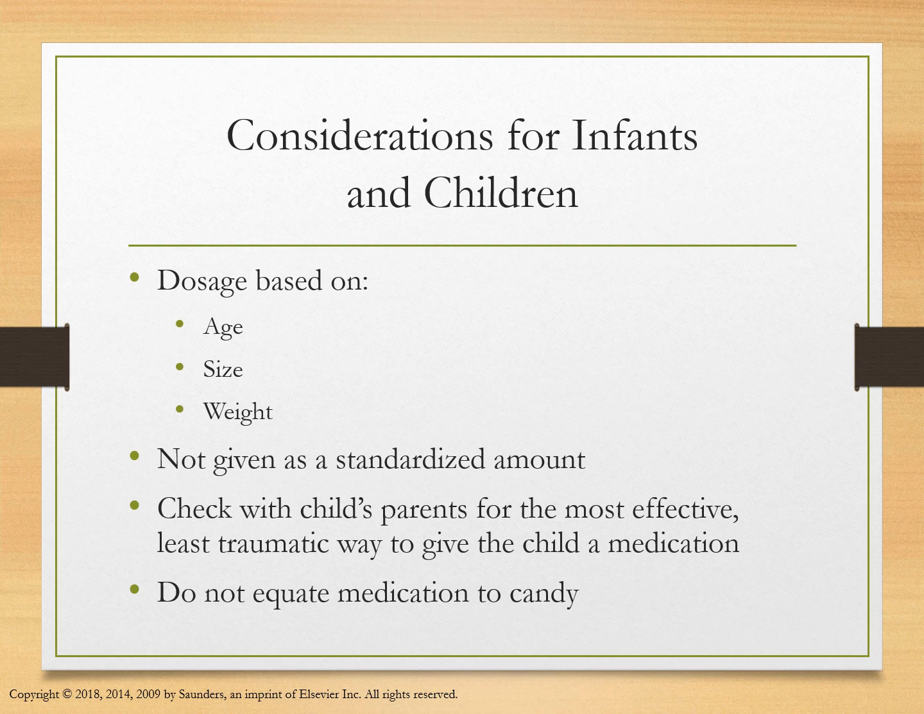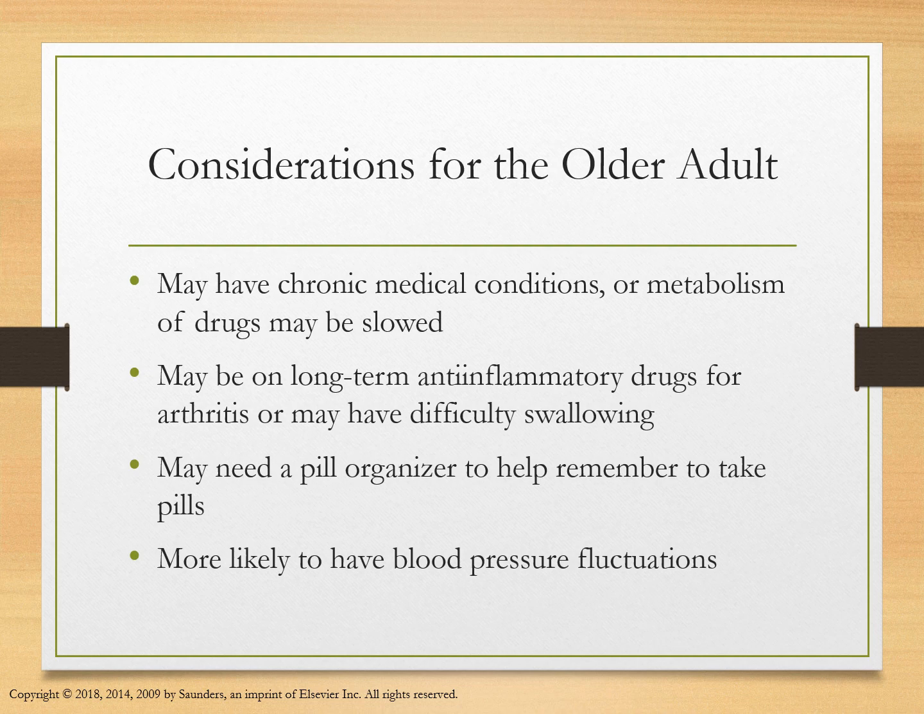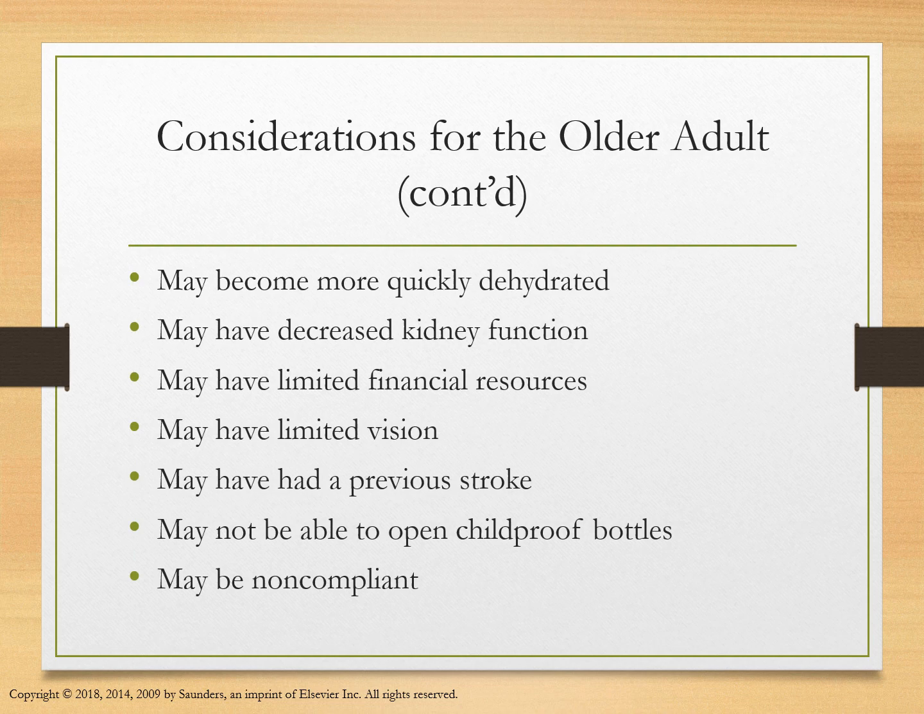Now, considerations for your older adult. Their metabolism, okay? What are they taking? How long have they been taking medicines? Who gives them? How do they get their meds? How do they organize their meds? How do they remember to take their pills? Your older adults are more likely to have fluctuations in their blood pressure. They're going to become dehydrated quicker than the general population. Their kidney function, as we age, will decrease.